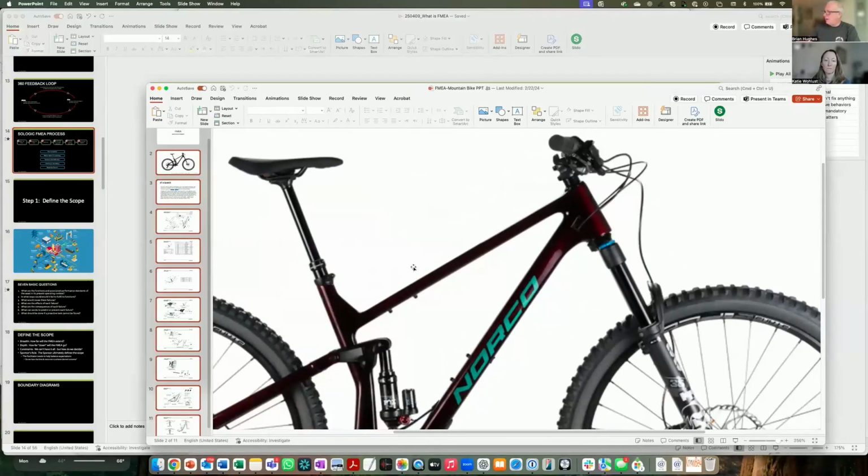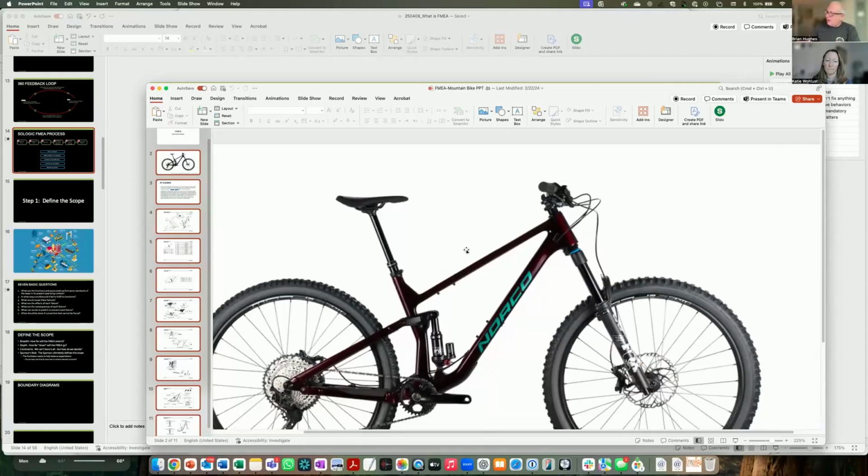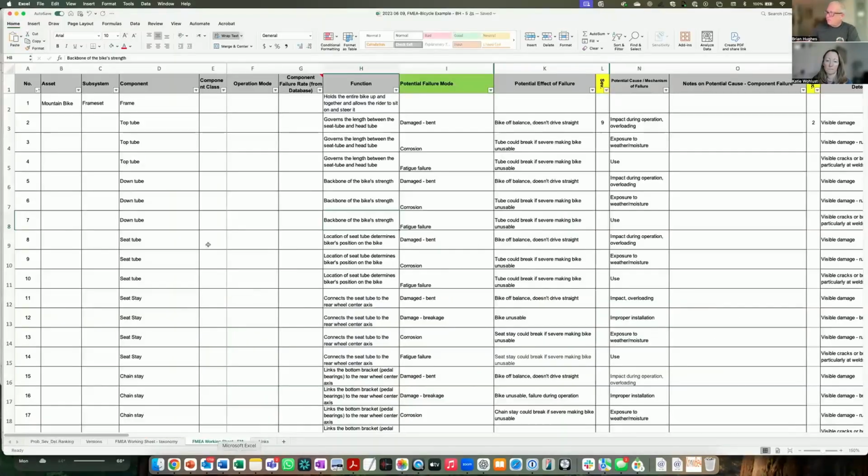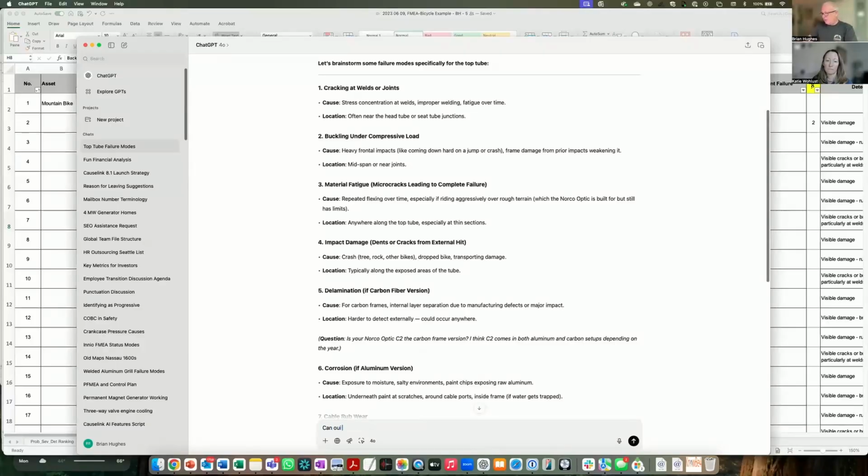Top tube right here. It's made from carbon fiber, and it's talking about the welds or the interfaces. It's talking about degradation. It's talking about if I impact it. And so I do my own assessment as to whether I think those are credible failure modes. I can also ask it about primary function, since it's good at defining. Can you define primary function and functional failure?